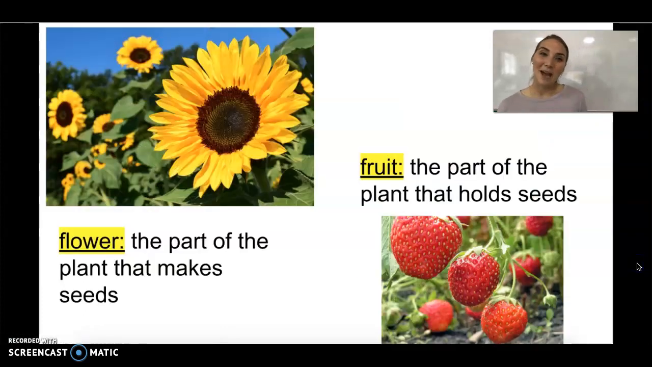Let's look at another way that plants can be different. Some plants produce flowers and fruit, while other plants do not. We know that the flower is the part of the plant that makes the seed, and the fruit is the part of the plant that holds the seed. So what happens to the seeds if the plant doesn't produce a fruit and flower?